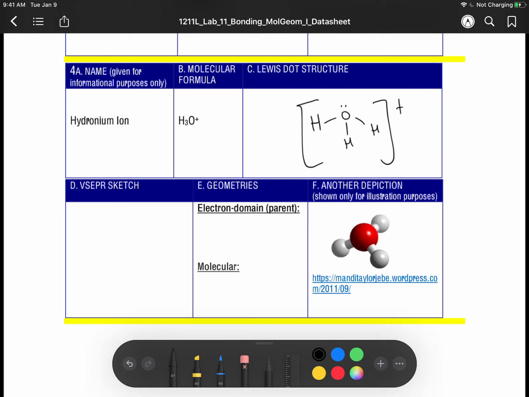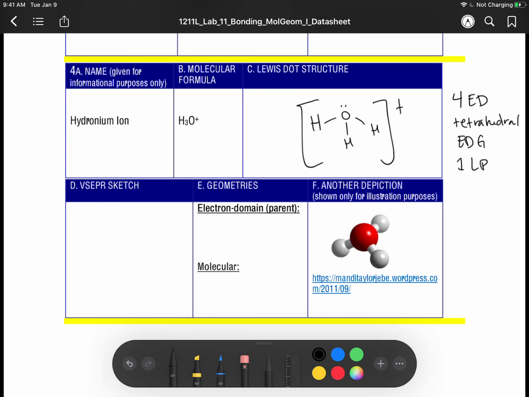And then when we draw our VSEPR sketch, again, we want to make sure that we have our geometry about here. So this is a tetrahedral. So it has 4 electron groups, or electron domains. So this is going to be a tetrahedral electron domain geometry. And then it has 1 lone pair.